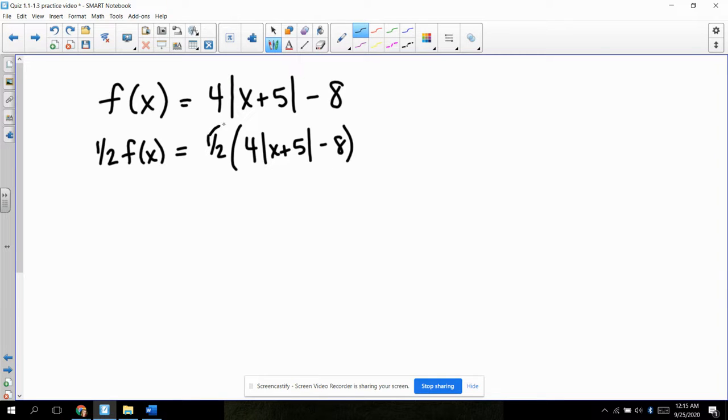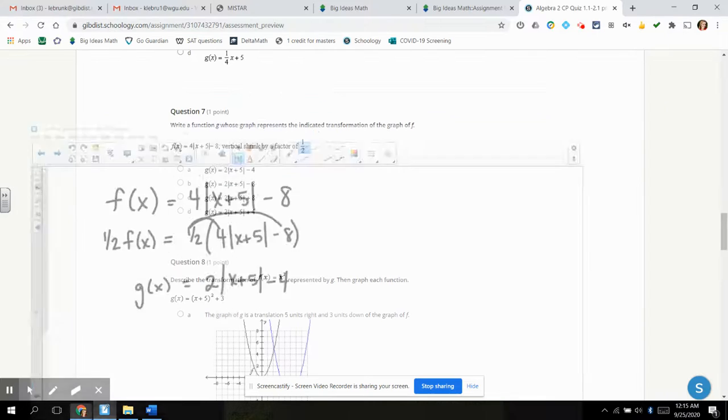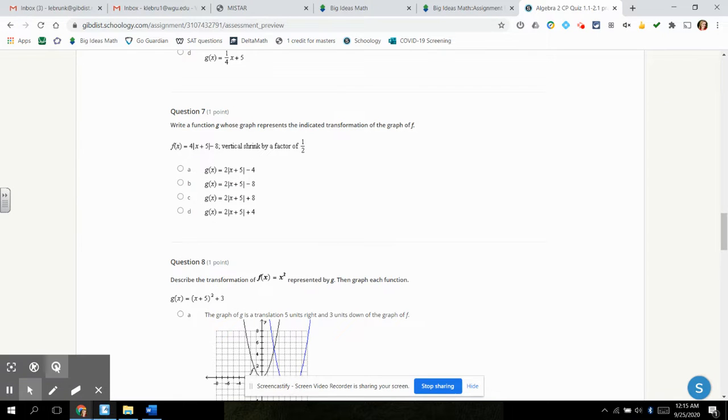And now I'm going to distribute. I can send the half to the 4, and I can send the half to the -8. So that would give you a 2x plus 5 in the absolute value, and then halving a -8 is going to give you a -4. And that would be your new function. A. Number 7 should be A.